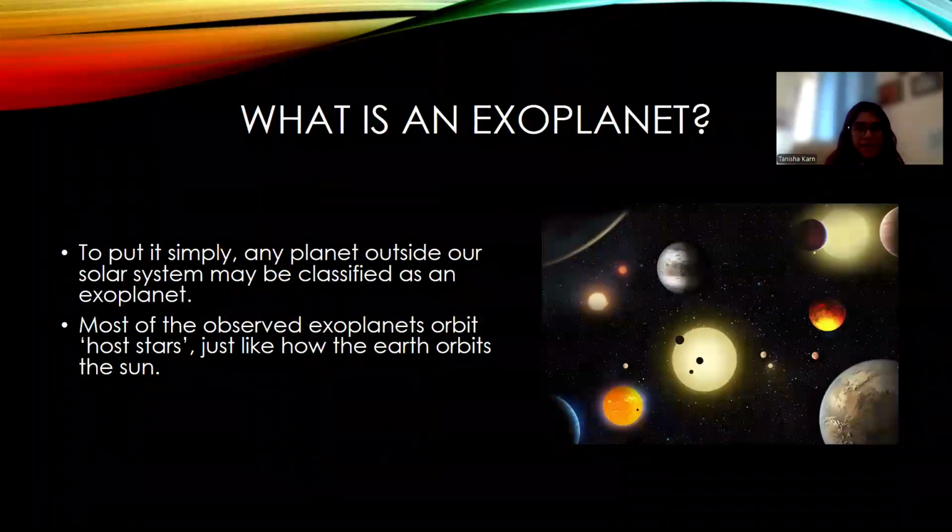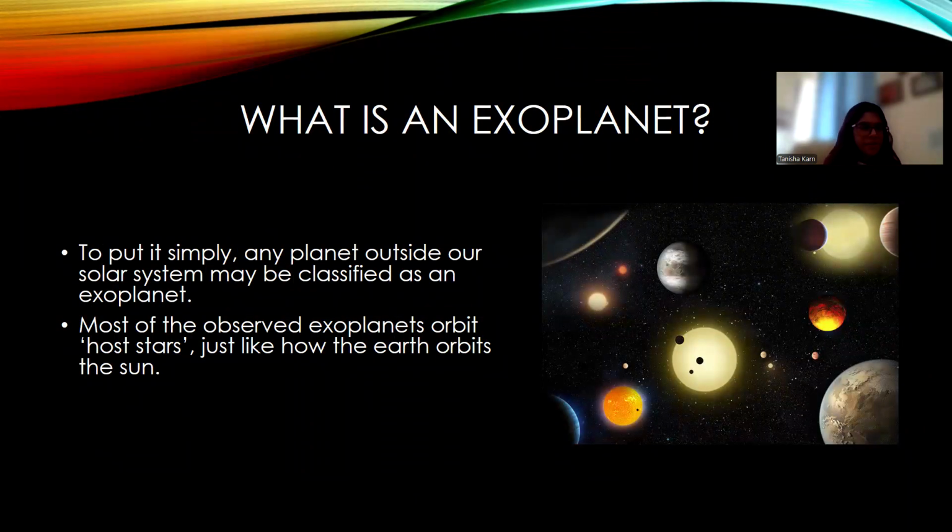So, what exactly is an exoplanet? Simply put, it can be defined as any planet outside our solar system. And just like how the Earth orbits the Sun, these exoplanets usually orbit a host star. And if they don't orbit a host star, then they're known as a rogue planet. But we won't be getting into their detection methods today. I'll just be talking about exoplanets orbiting around their host stars, and how those are detected.